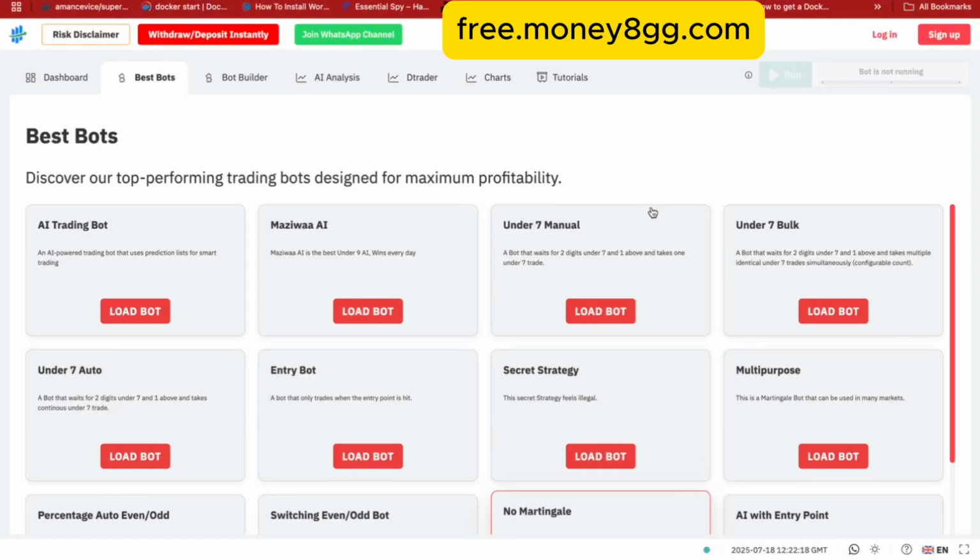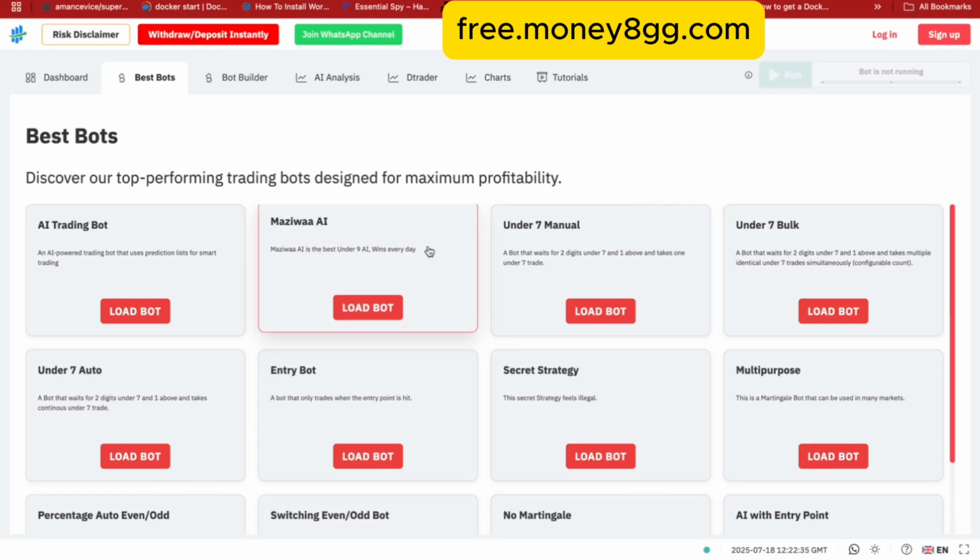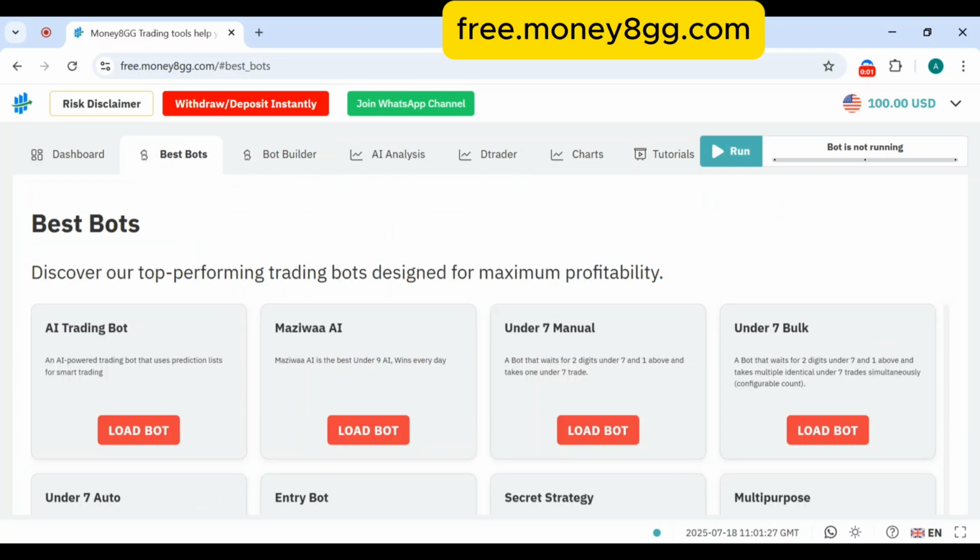This is going to be the best decision you make, today being a Friday. On free.moneyagg.com, there is a new AI bot that we have introduced courtesy of one of our followers asking us to create this strategy. And I'm going to show you how much money they made from the strategy that they proposed we create. So go to free.moneyagg.com, and then on the best bots page, just click Maziwa AI.